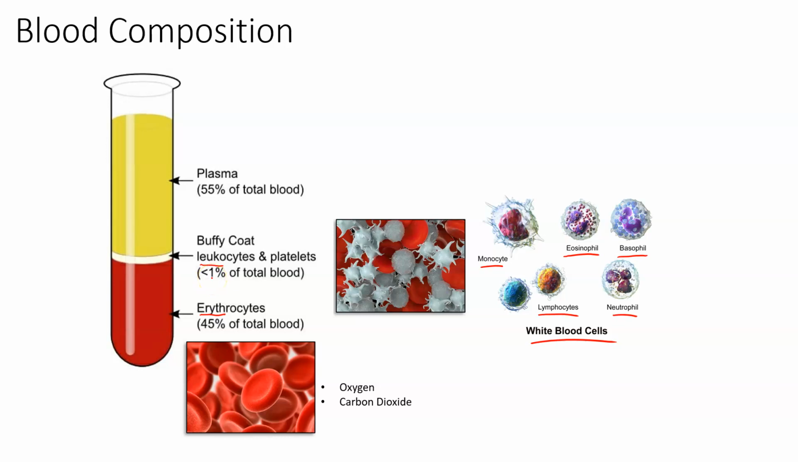Now, part of that 1%, or less than 1%, is made up of platelets as well. Platelets are in charge of blood clotting, while leukocytes are in charge of the immune response. So the white blood cells are going to be linked to your immune response, while the platelets are going to be responsible for blood clotting.